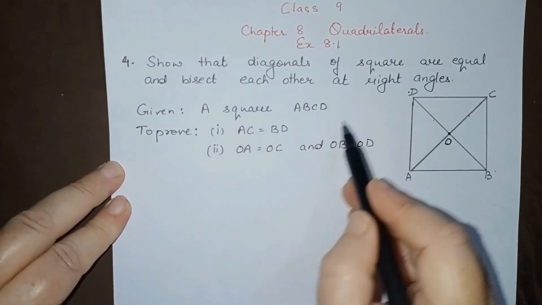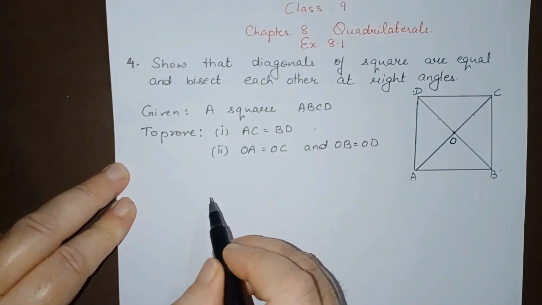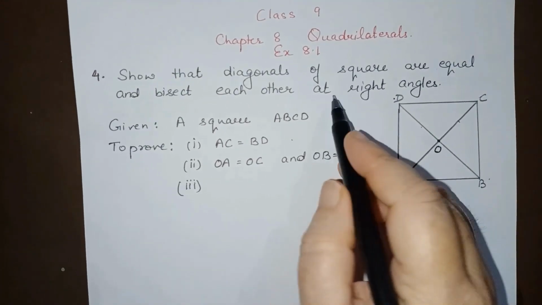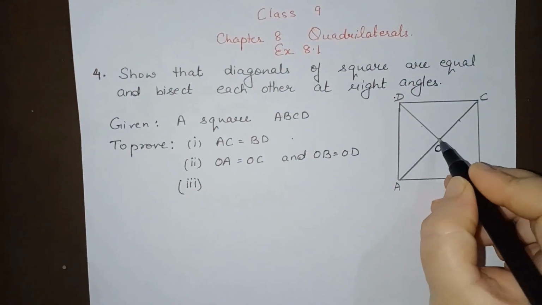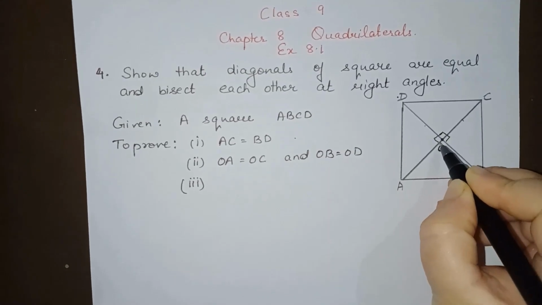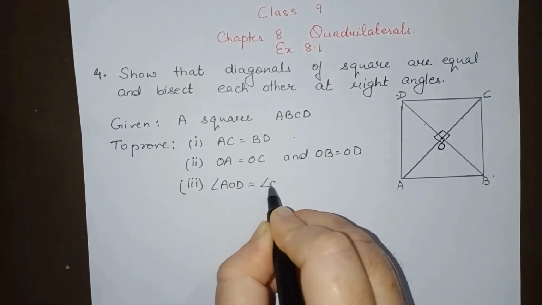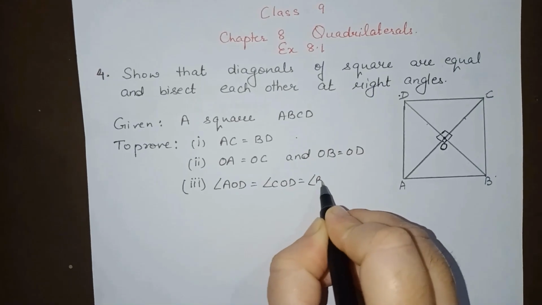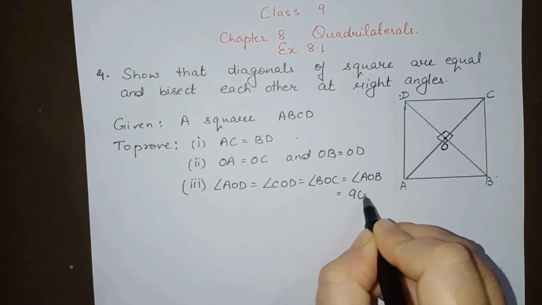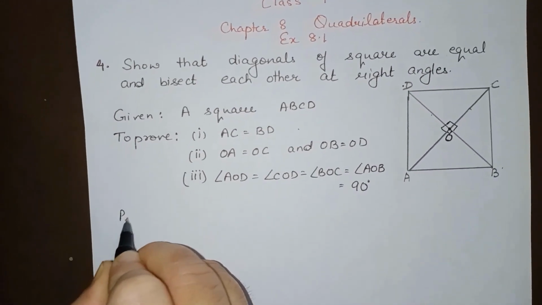Show that the diagonals of a square are equal, first, and bisect each other, second, at right angles. Third, they bisect each other at right angles. That is, the angle between the diagonals is 90 degrees. So we have to prove angle AOD is equal to COD is equal to BOC is equal to AOB, and they are 90 degrees each. So these three things we actually have to prove in this question. So let us start our proof.